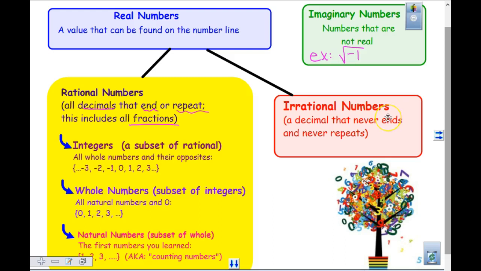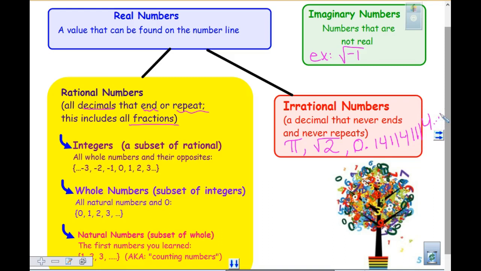Irrational, the decimal never ends and never repeats. Like what? Like pi. Like square root of 2. Like 0.141114, 1114.